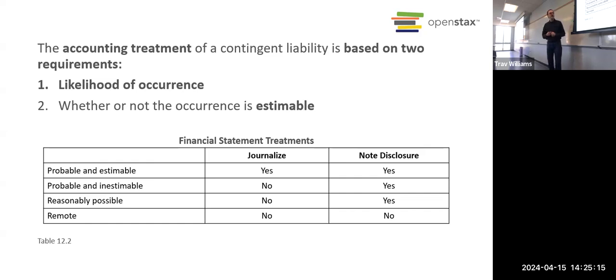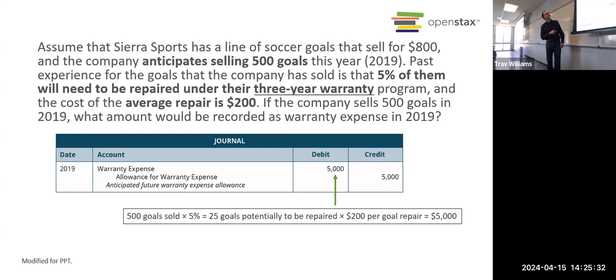So these are the 4 different ways we could treat a contingent liability. And again, if you get confused about it, you can refer back to this table. Are there any questions at this point? Okay. All right, so here's an example.